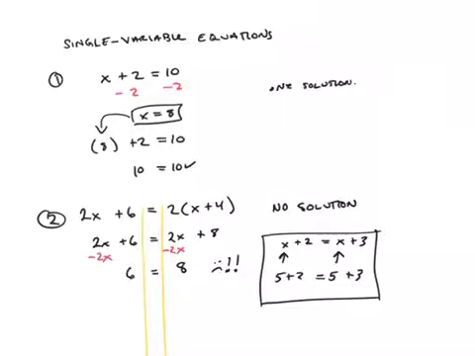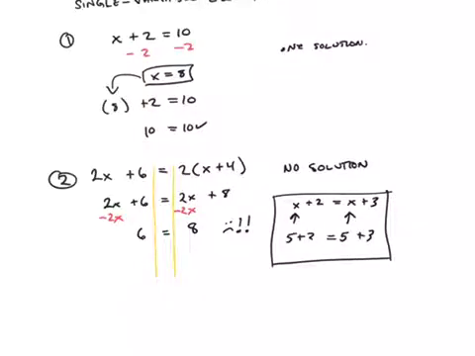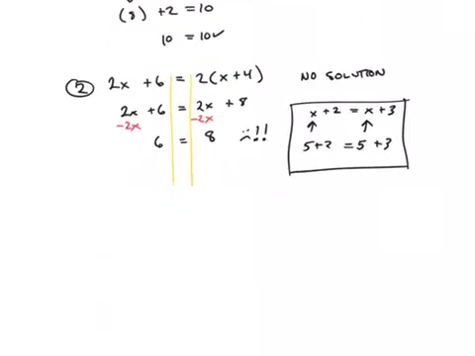So if you work with a single variable equation and you get a result like 6 equals 8, which is patently not true in the mathematics we're studying, I don't know if it's true in any mathematics, then that's a clue that you either made a mistake, which happens, or the equation you're working on doesn't have a solution.